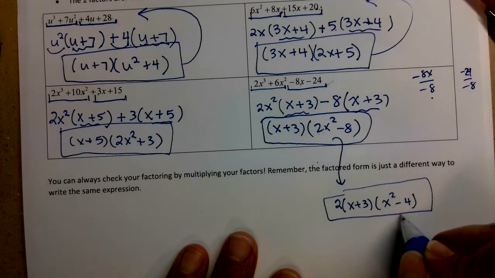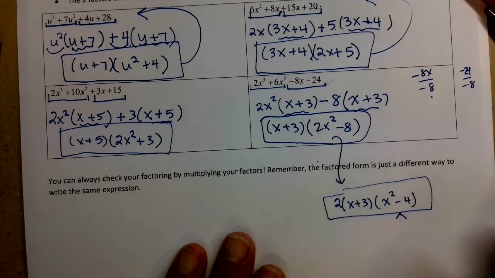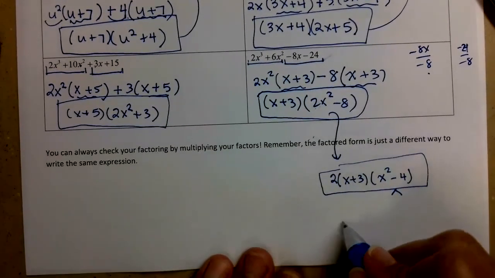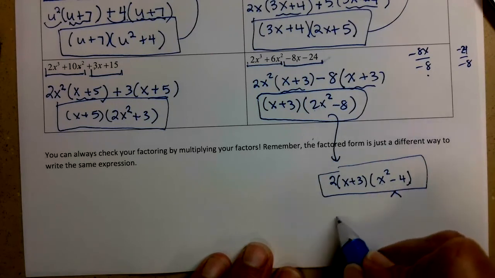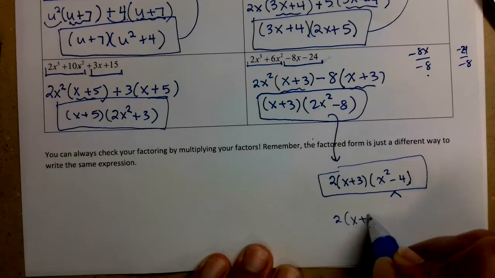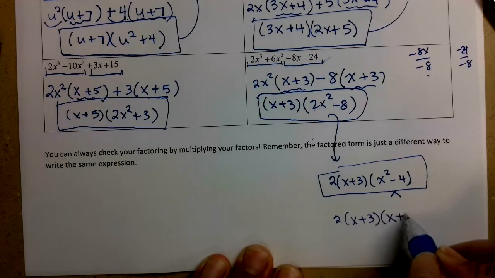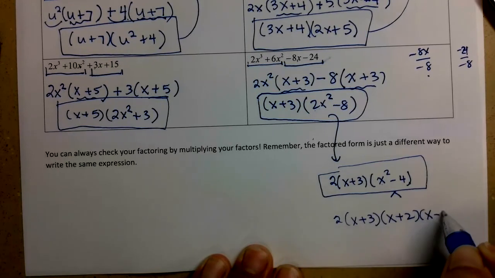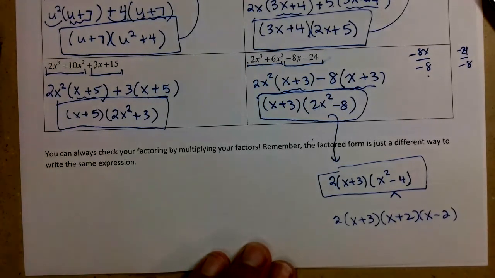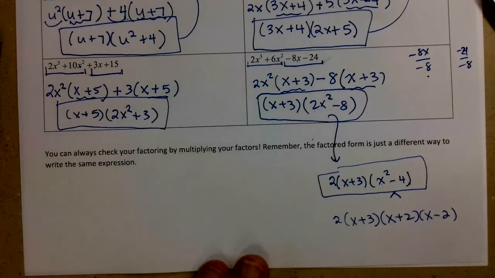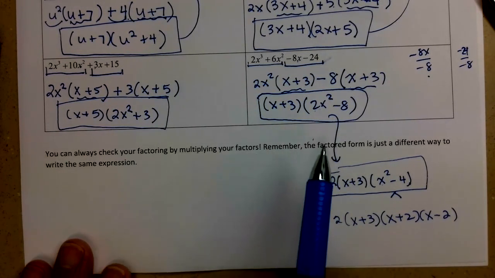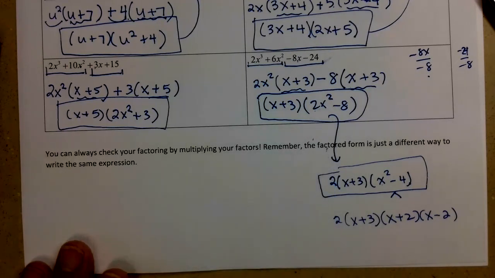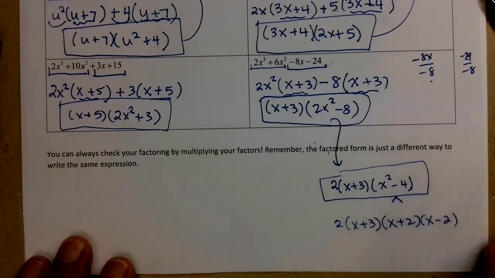Now, if you've gone a little bit farther, otherwise meet me in a couple of days, we can factor this x squared minus 4 into x plus 2 times x minus 2. Everybody else just kind of tags along. Okay, so again, you can always check your factoring by multiplying your factors, but remember the factored form is the answer, and it is just an alternate way to write the same expression.